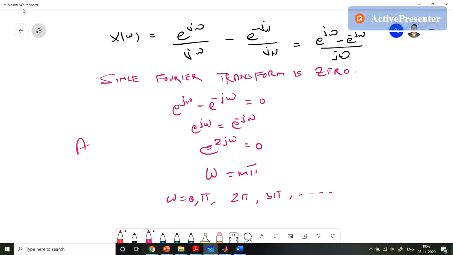So our answer is basically 0 and pi. On these two frequencies, the Fourier transform will become equal to 0. So the answer is 0 comma pi.